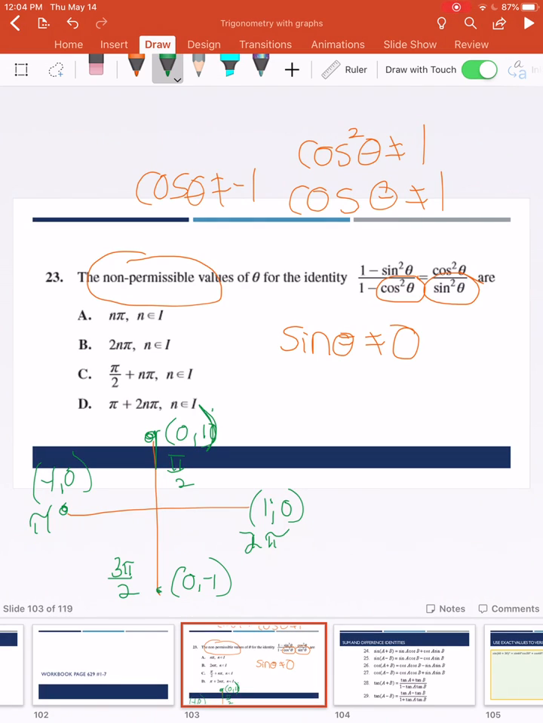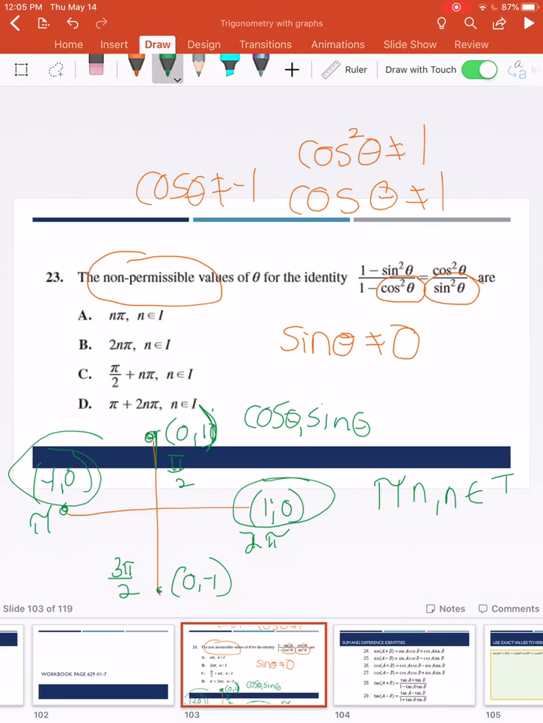So now I know sine theta can't equal 0. So all my coordinates are listed as cos theta, sine theta. So where does sine theta equal 0? At 0 and 2 pi and at pi. So every pi units. So I'm going to go pi n where n can't equal any integer. Where does cosine theta equal 1 and negative 1? Actually the exact same place. Pi, 2 pi. So then that means this would already include where cosine is 1 and negative 1. So I don't need to write an additional statement. So this would be the general solution for my non-permissible values. So that means A would be the correct answer.